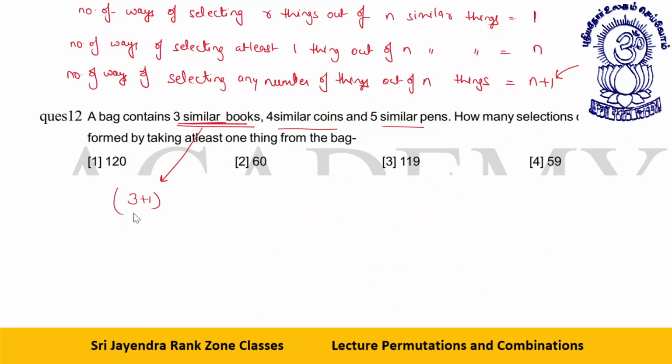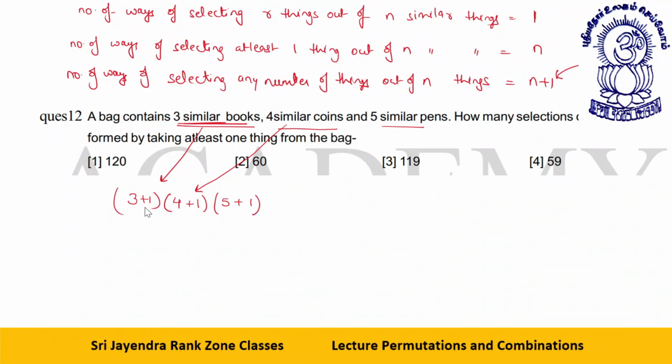Okay. Very similarly, for four similar coins, either I can give her one, two, three, or four coins, or I will give her no coin. For the 0 coin, this is one. Similarly, for five similar pens, I have five ways: one, two, three, four, five. I can give her any number of pens, or I can give her no pen. This is one thing.